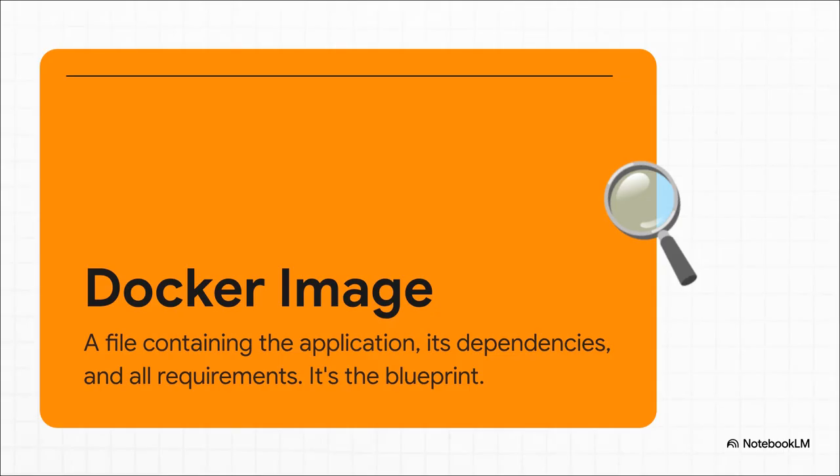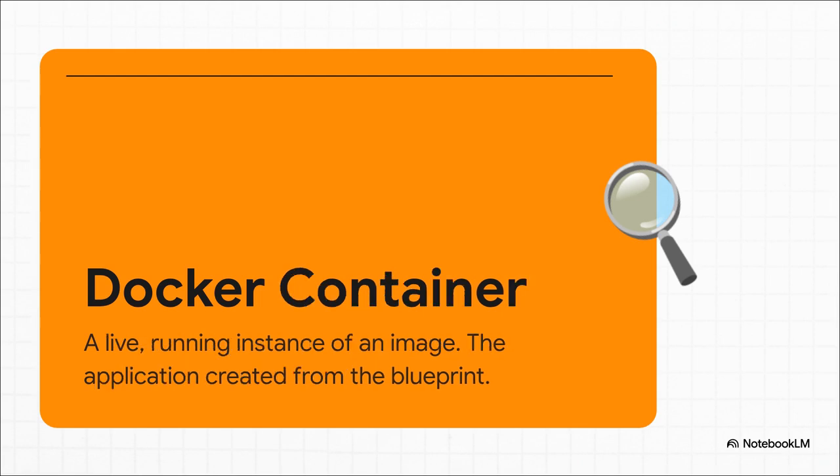Now, to really get containers, we've got to talk about images first. A Docker image is the blueprint. It's a static, read-only file that has everything, and I mean everything, the application needs to run. The code, the runtime, the tools, the libraries, it's all in there. It's the perfect recipe. So, if the image is the blueprint, the container is the actual house built from it. A container is a live running instance of that image. It's your application, all packaged up and humming along, totally isolated from everything else. And the cool part is, you can spin up tons of identical containers from that one single image.